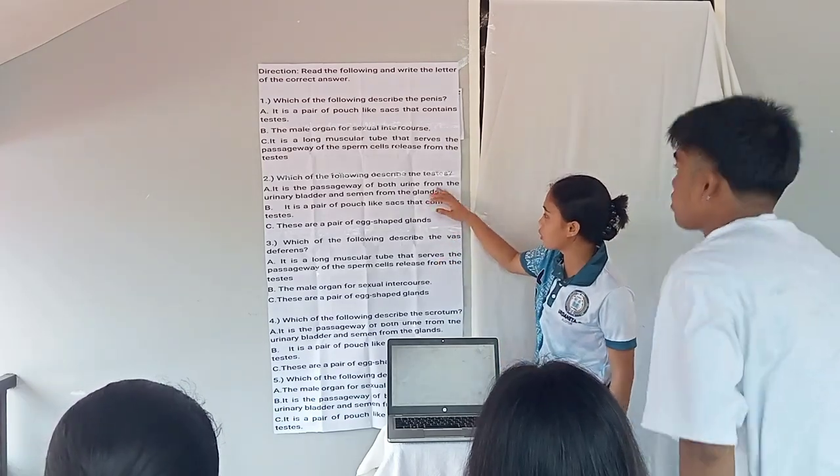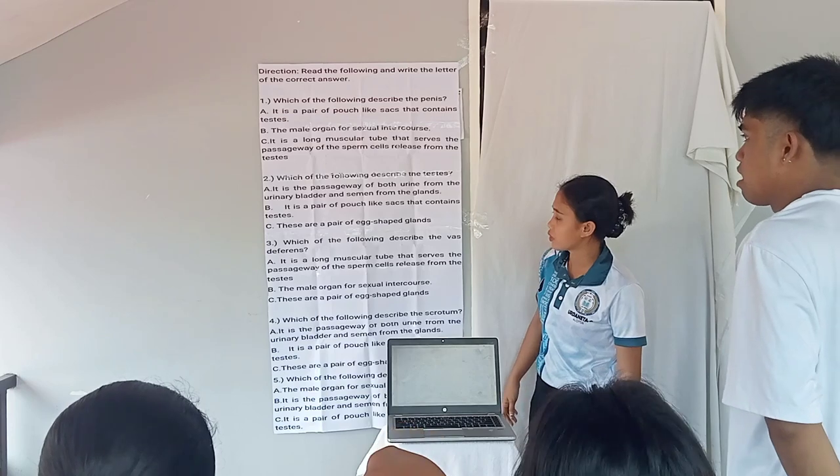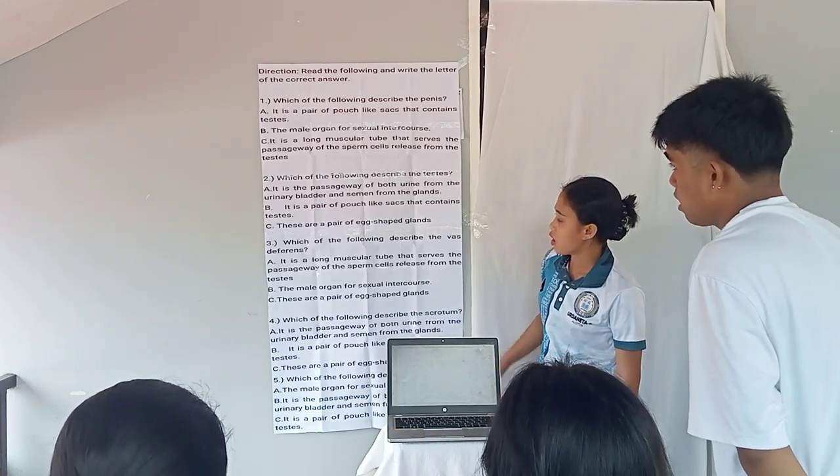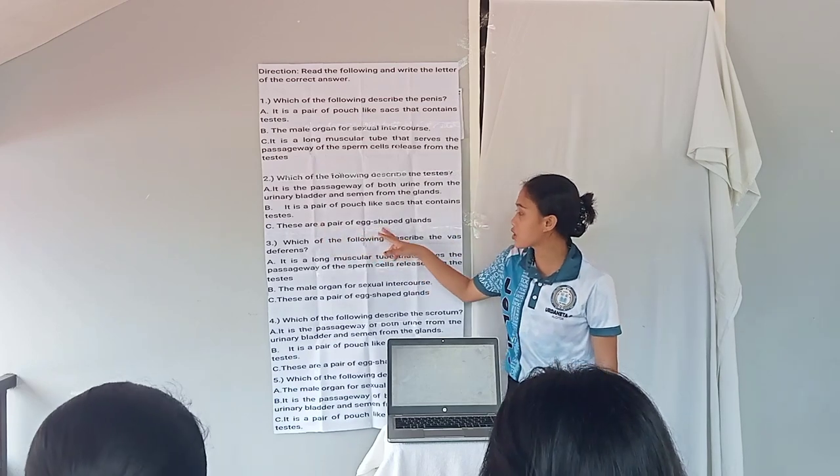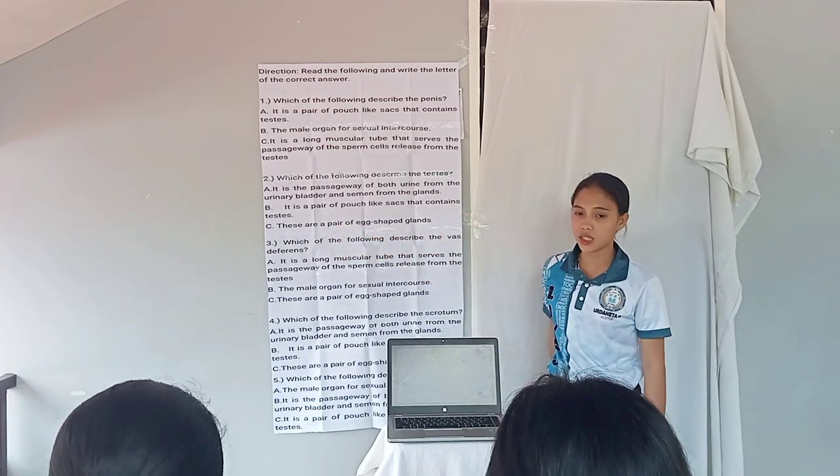Okay, Jeffrey, can you answer number two? Which of the following describes the testes? Letter C, these are a pair of egg-shaped glands. Okay, very good. These are the pair of egg-shaped glands. Then who wants to answer number three?